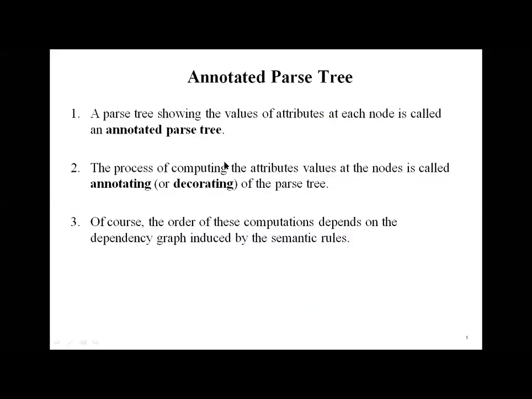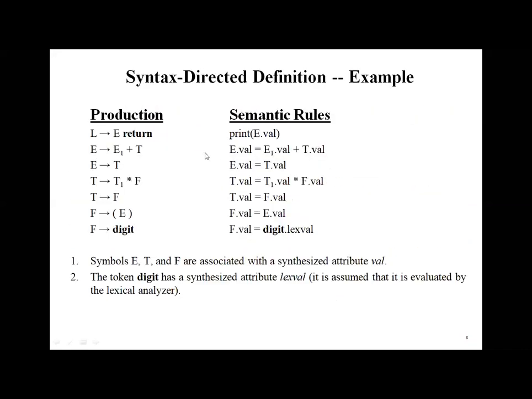So I come to one example here. This is an example of a syntax directed definition. Suppose we have these productions and we have to give some semantic rules. L produces E return, E produces E1 plus T, E produces T, T produces T star F, T produces F, F produces (E), F produces digit. These are the production rules.